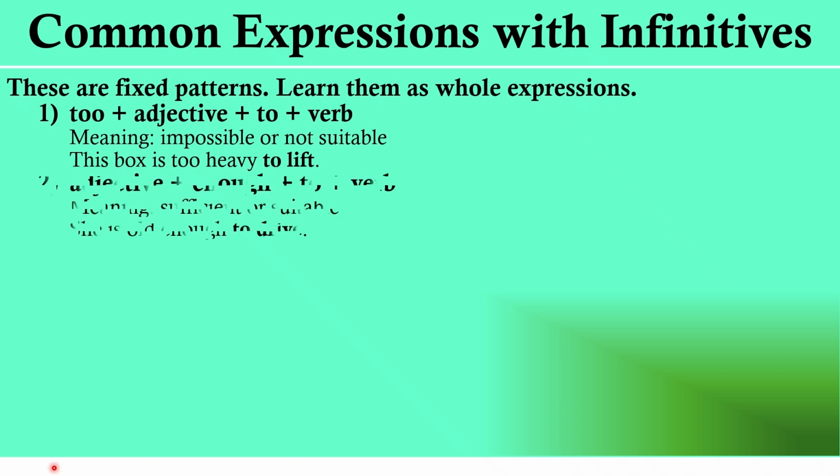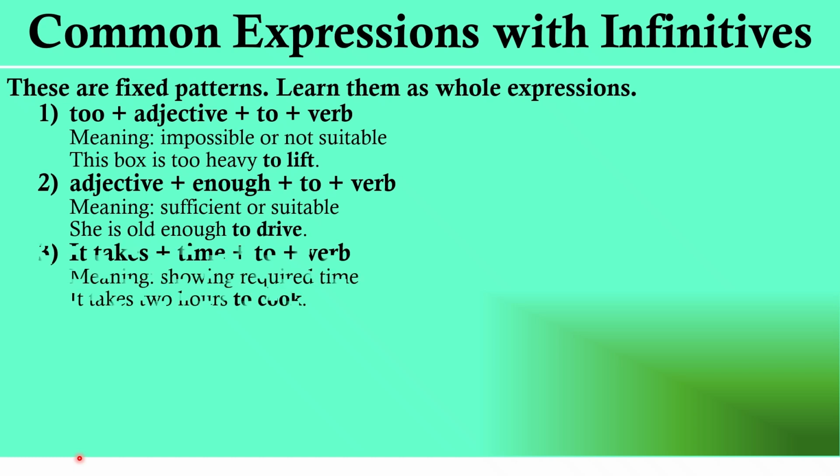The second pattern is adjective plus enough plus to plus verb. This expresses that someone or something is sufficient or ready for the action. For example, she is old enough to drive. Another useful structure is it takes plus time plus to plus verb. We use this to show how much time an action requires. For example, it takes 2 hours to cook.